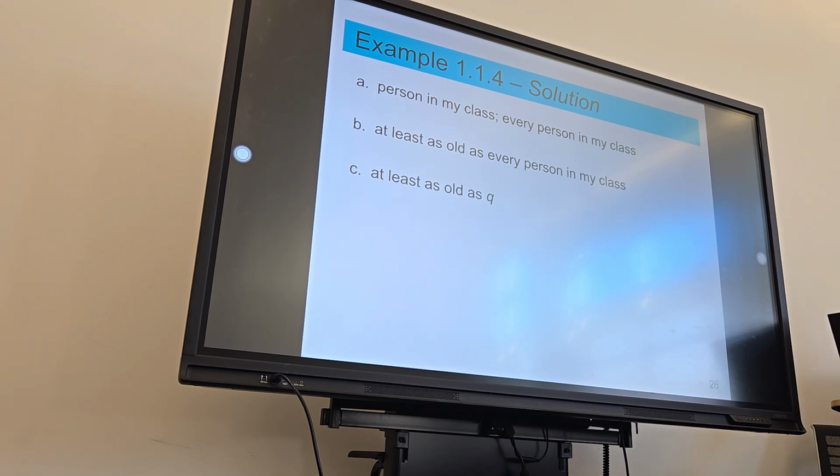Which is true. So basically somebody in the class is going to be the oldest and is therefore at least as old as everybody in the class. So those statements are true.